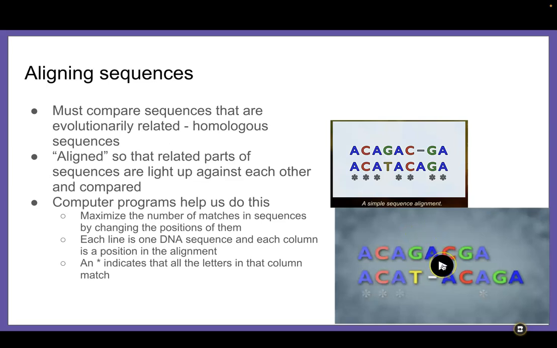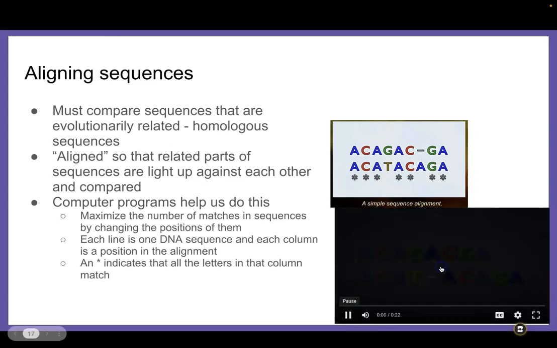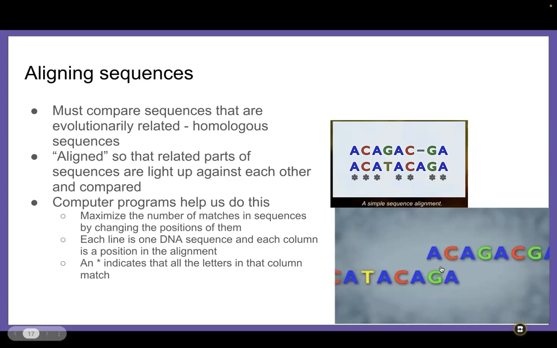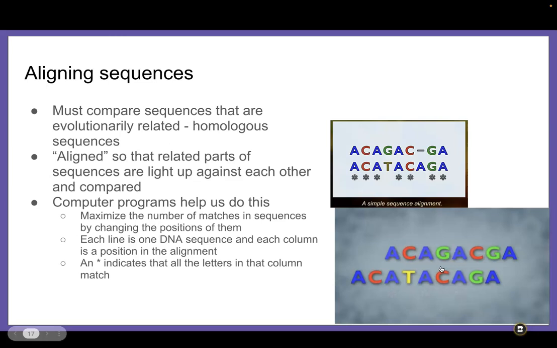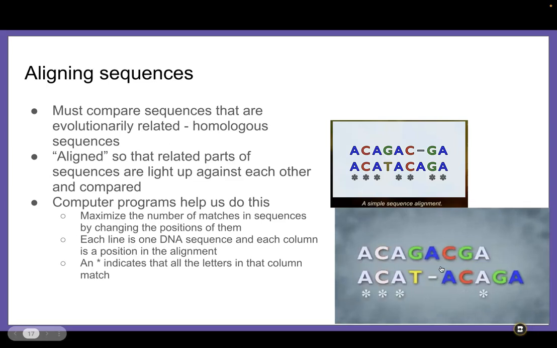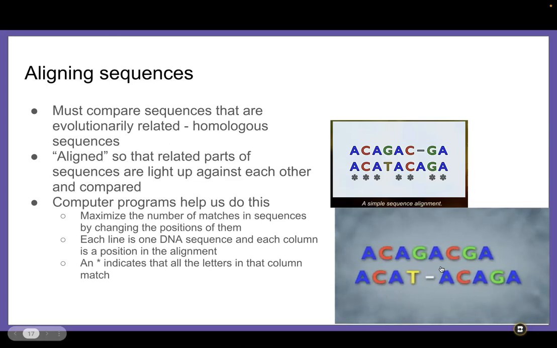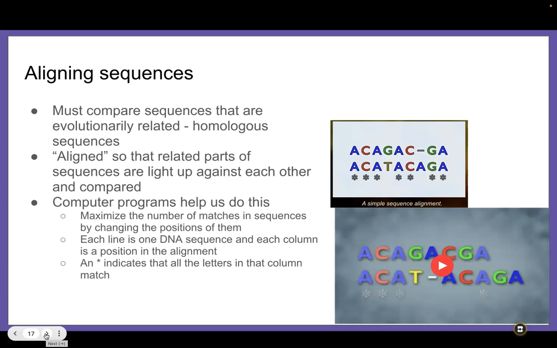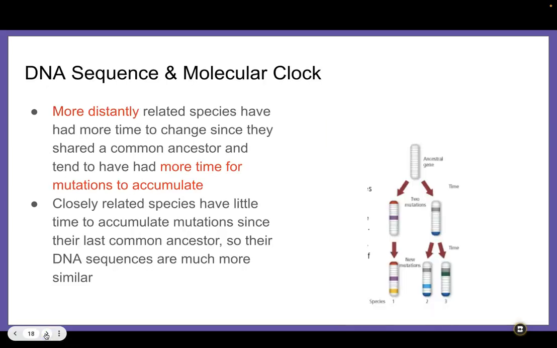Each line of DNA has a sequence and a position, and a little star would indicate that all the letters in that column match up. So you kind of just run them against each other. Look, it's highlighting, oh, here are matches, right? And we're going to try and move it back and forth essentially to get the most matches that you can. We as humans don't do this. We have computers that do this and try and find those high match sequences together, and then we compare them, look at how they're the same or different.